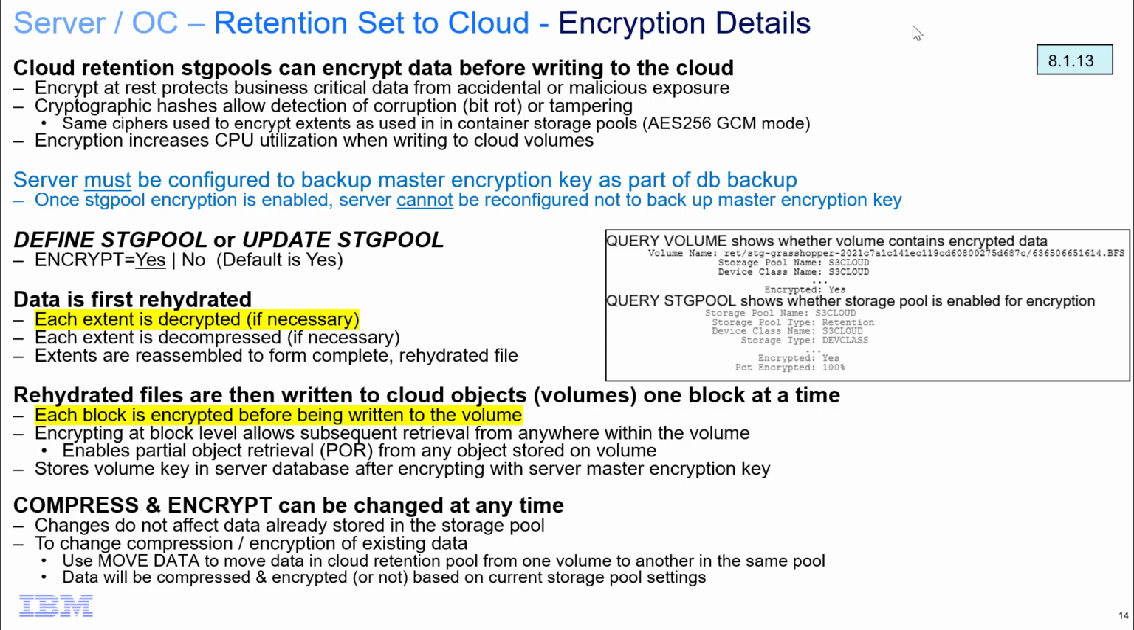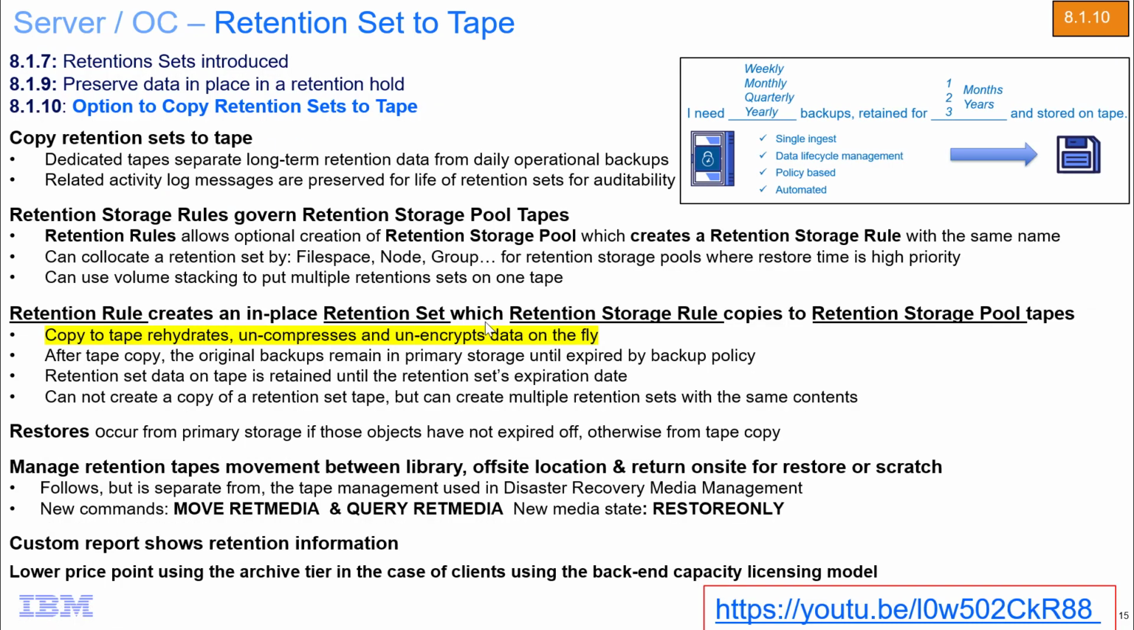Also, remember that when we copy retention sets out to cloud, we do use a different location. We do not use the same location as we're writing backups out, and that is because we are rehydrating the files. The same goes for when we copy a retention set out to tape. We will completely rehydrate, uncompress, and unencrypt the data on the fly as it's being copied out to the tape, so that when the retention set hits the tape, it is fully hydrated and can be read directly by the clients.